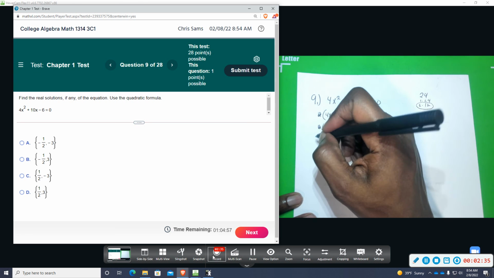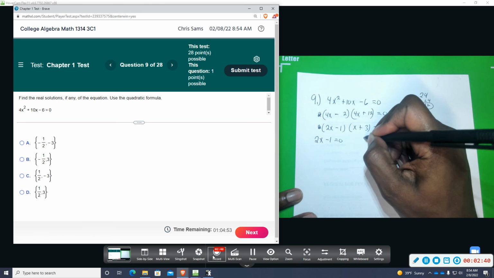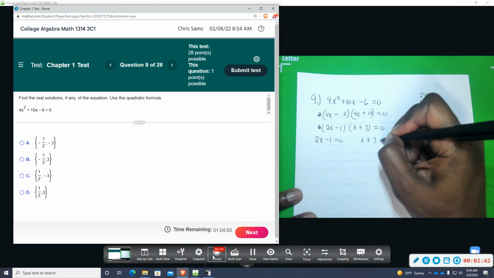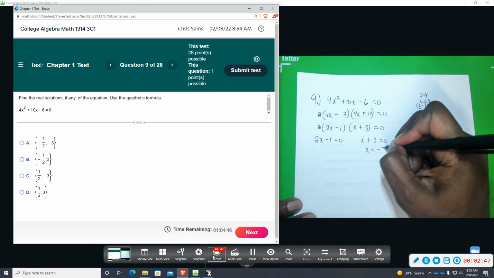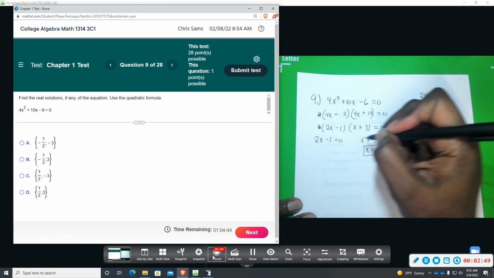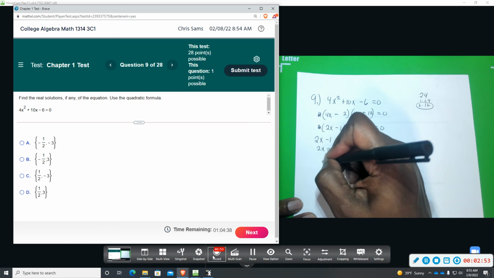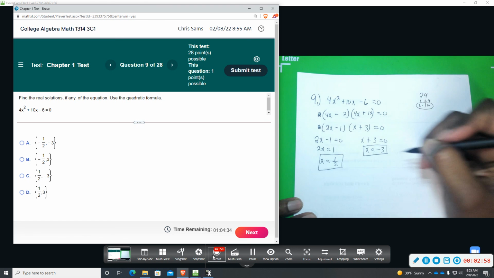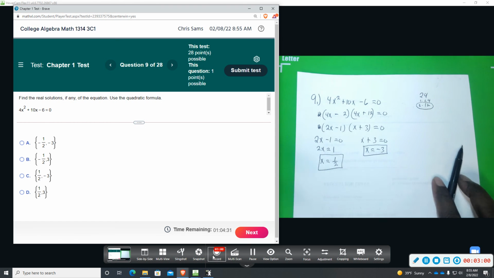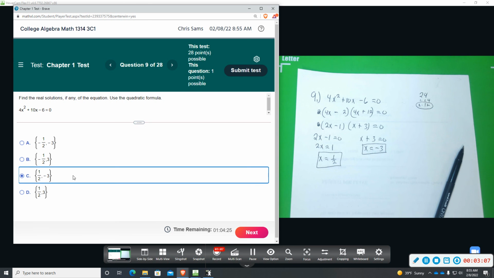Okay, so set these equal to 0. 2x minus 1 equals 0. X plus 3 equals 0. We're going to subtract 3, and it's going to give us x equals negative 3. And then we're going to add 1, and then divide by 2. So these will still be correct regardless if you factor out the first term or not. So 1/2 and negative 3. Answer choice C.